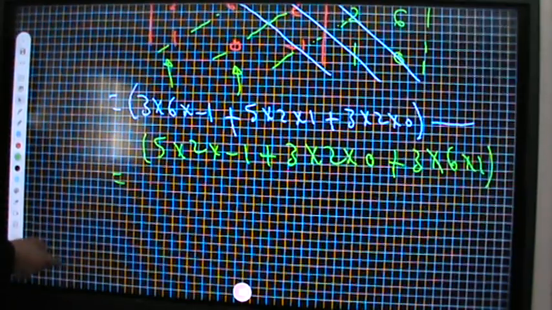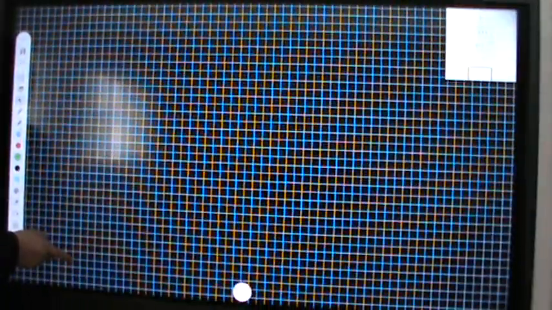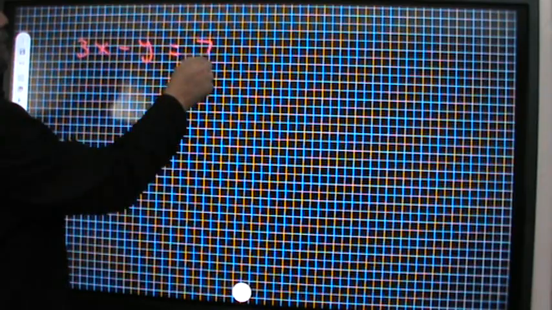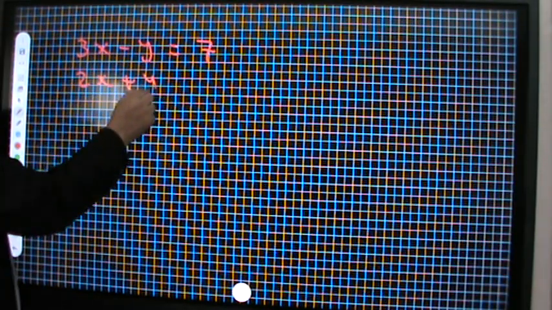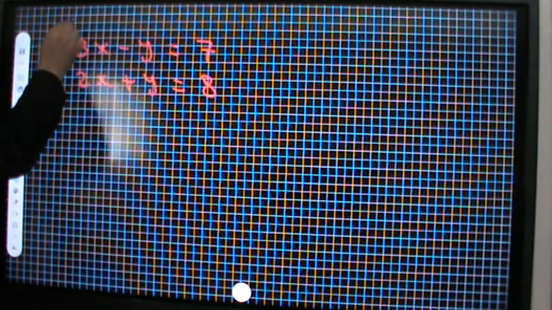How to use the determinant for solving two equations. Cramer, a mathematician, used the determinant to solve the system of two equations or three equations, linear equations, like what? If you have 3x minus y equal to 7 and 2x plus y is equal to 8. And he said solve using determinant.